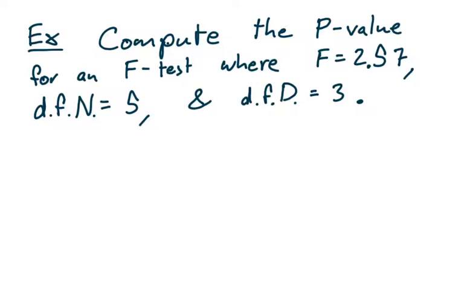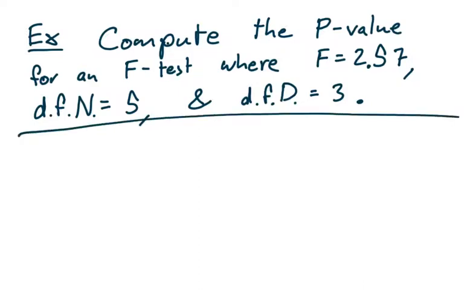We only have it for these pre-packaged values for alpha. And so the procedure for what we have to do does not give us the precise p-value. It gives us a range for the p-value. And we'll go through that procedure for finding the p-value with the f distribution.